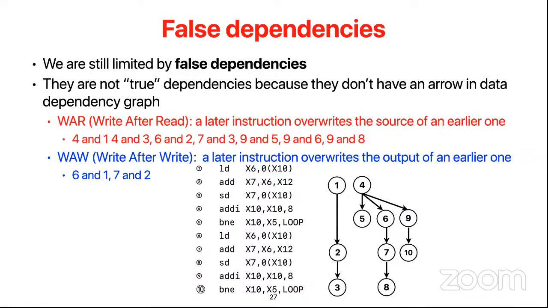So if you execute them in sequence, then there is no dependence, there are no issues, and there is no incorrectness. However, if you try to reorder the sequence, then it will cause issues, and that's what we call false dependency. There are two big categories of false dependency. The first one is write after read, or WAR. A later instruction overrides the source of an earlier instruction.